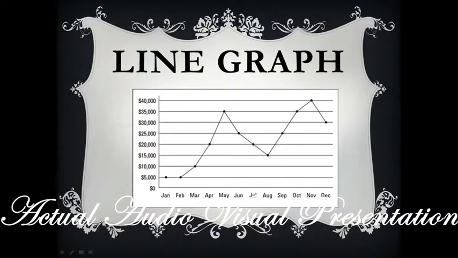Line graphs are usually used in monitoring of sales. This graph shows the growth and the decline of sales from January to December.